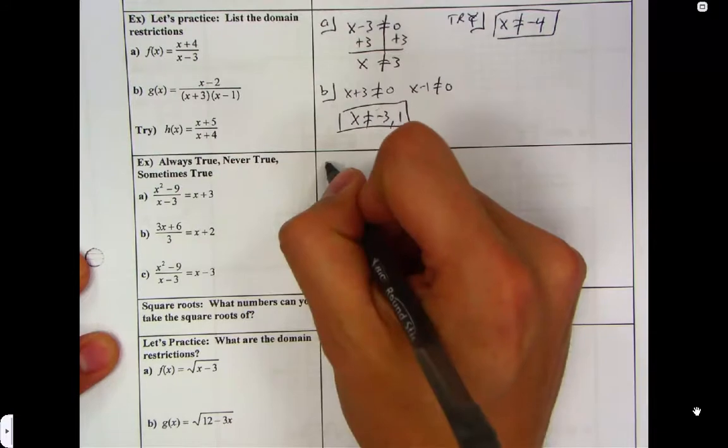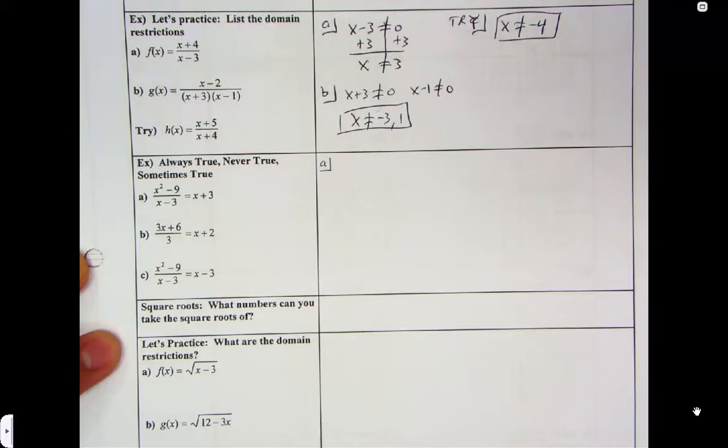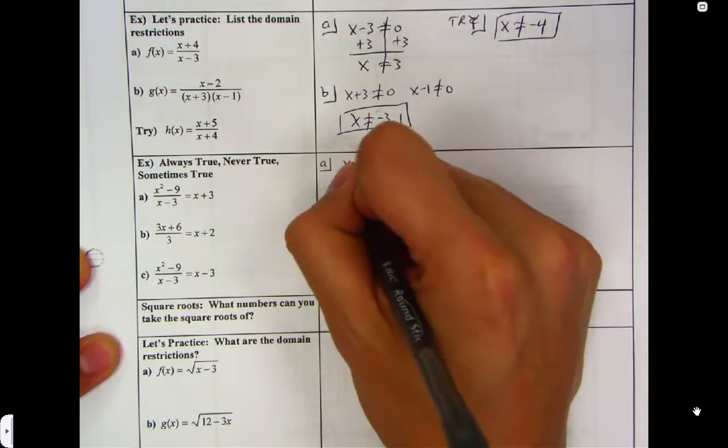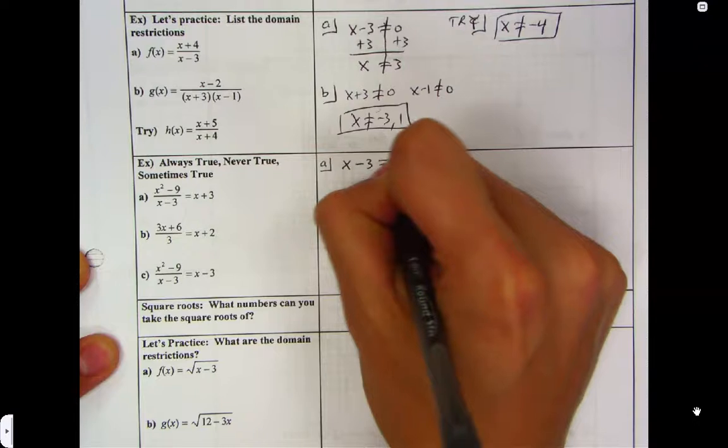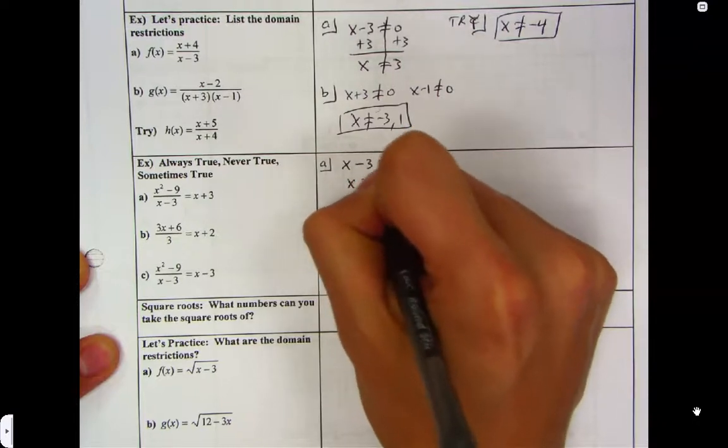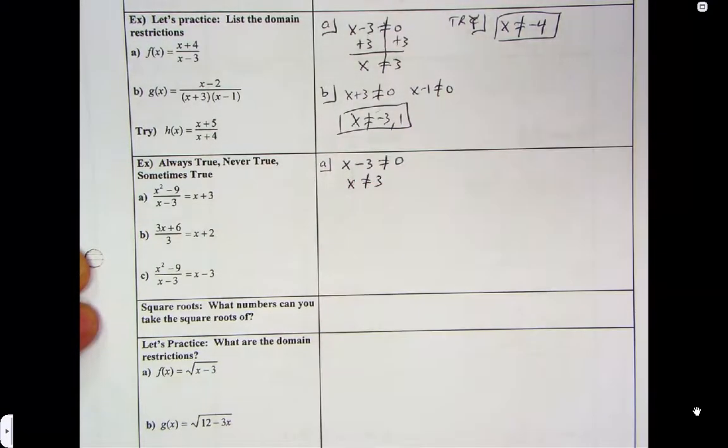Next example: always true, never true, or sometimes true. So A, we're going to evaluate this. First, we have to write our restriction. Since this is a fraction, we can't divide by 0. So I'm going to take whatever's on the bottom not equal to 0. So x is not equal to 3. Then I'm going to evaluate the statement.